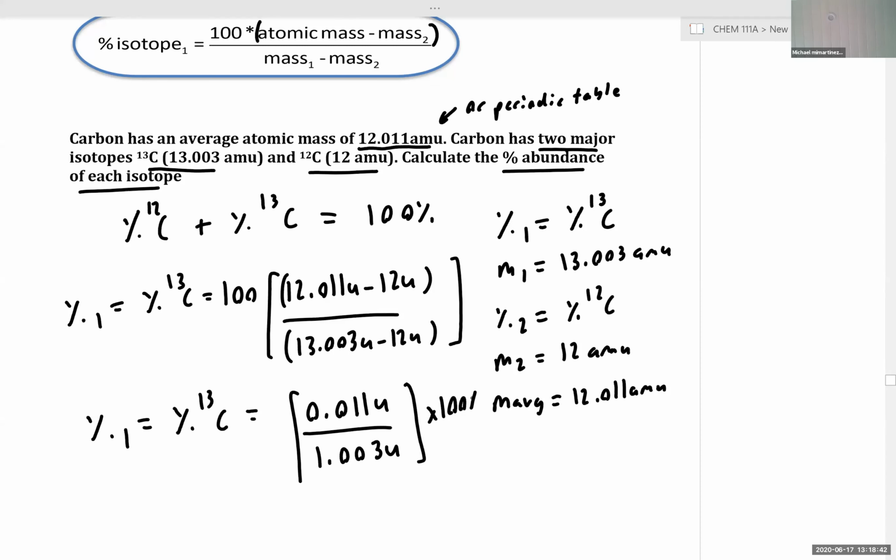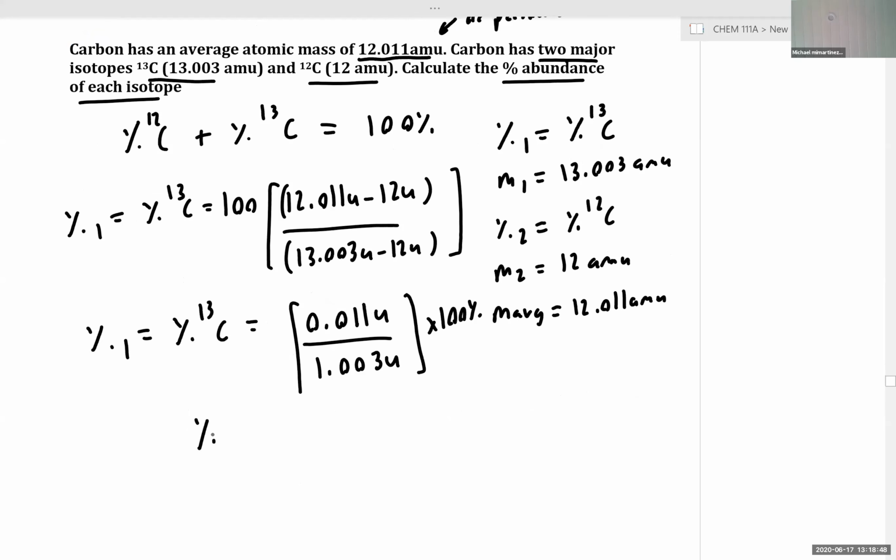Okay, so now that we have our two numbers in place, we notice this top number has 2 sig figs. So after we complete our division operation, the percentage of carbon-13 is equal to 0.011 over 1.003 times 100%, and that gives us 1.096%, which we are forced to round to 2 sig figs, which gives us 1.1%.